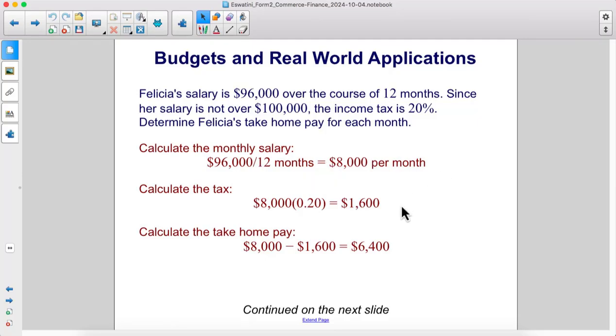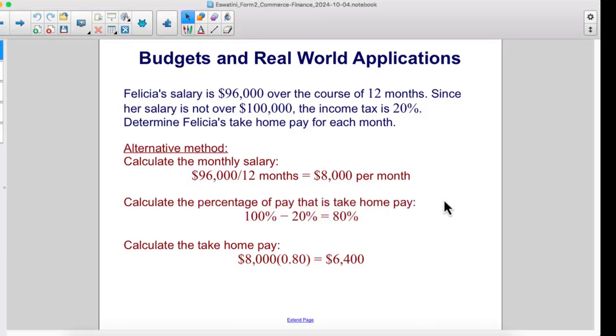But then we need to calculate the tax, which is 20%. So 8,000 times 0.20 gives us $1,600 of tax per month. Then we just take the total pay, subtract the tax, and we get the take-home pay of $6,400 a month.